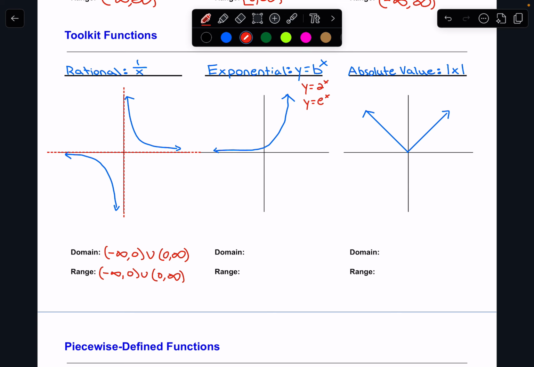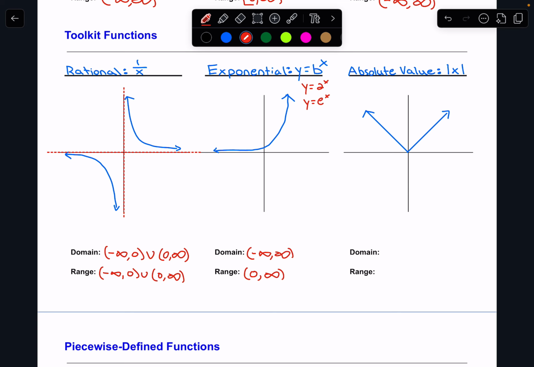Okay, the domain of an exponential function is all real numbers, negative infinity to infinity. The range, though, this thing never actually reaches y equals 0. It flattens out to the x-axis, but it never actually gets there. So our range is 0 to infinity, where we do not include the 0. So we use a parenthesis there.